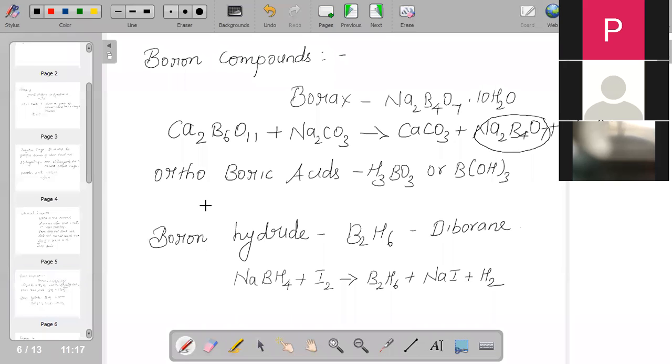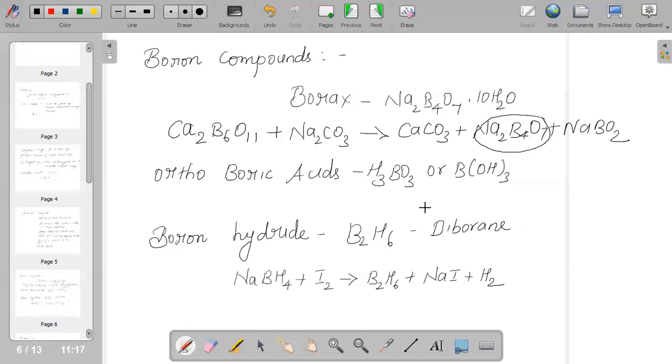And when we are talking about the properties, it is a white crystalline solid, as we have already seen, and on heating it will lose water of crystallization and form Na2B4O7. On further heating it will give a white transparent liquid, which on cooling will give a white transparent bead.